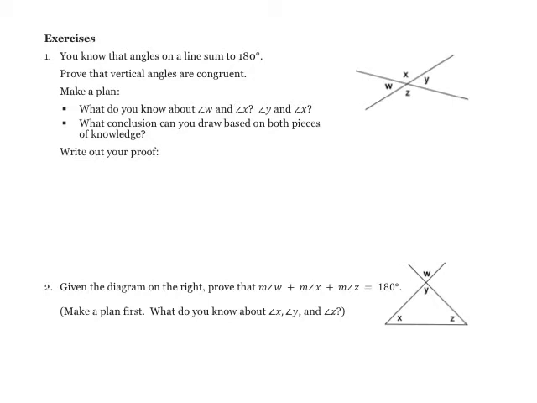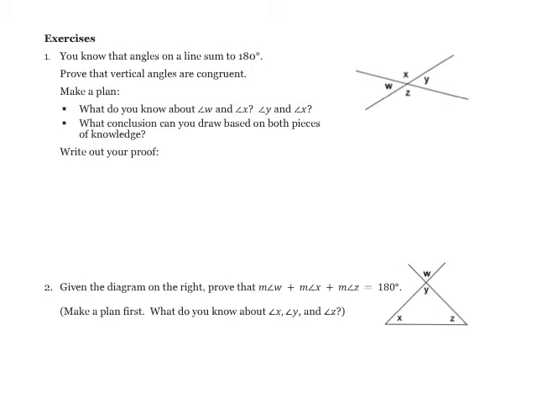And if you think about it, W and X are angles on a line, and Y and Z are angles on a line. So they both add to 180. And W and Z are angles on a line. So we can start to look at this and write down what we know.